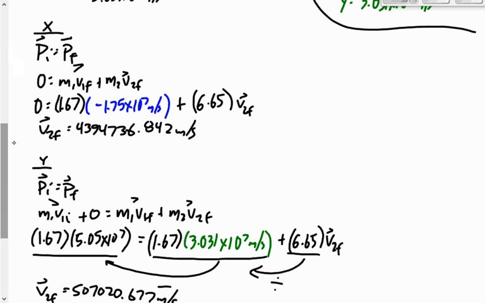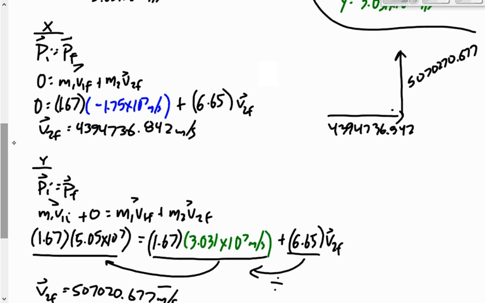I'm going to redraw this. Here's x, 4394736.842. Here's the y component, 5070270.677. This is what I want to find, the hypotenuse, the resultant velocity. So I solve for that using the Pythagorean theorem.